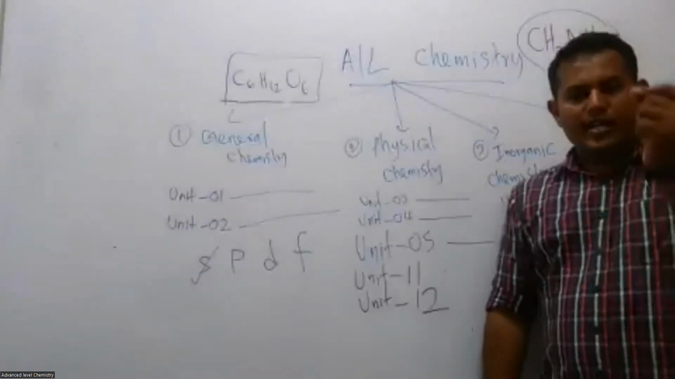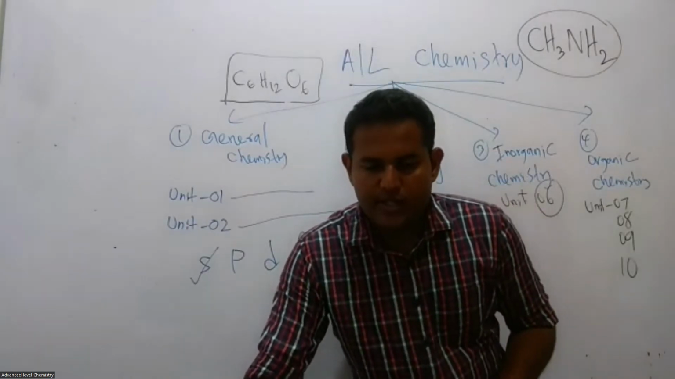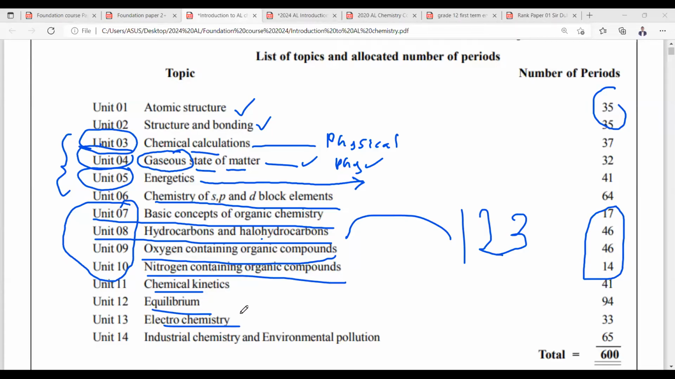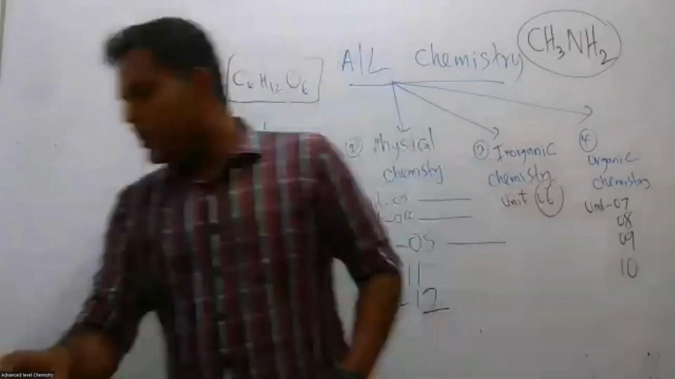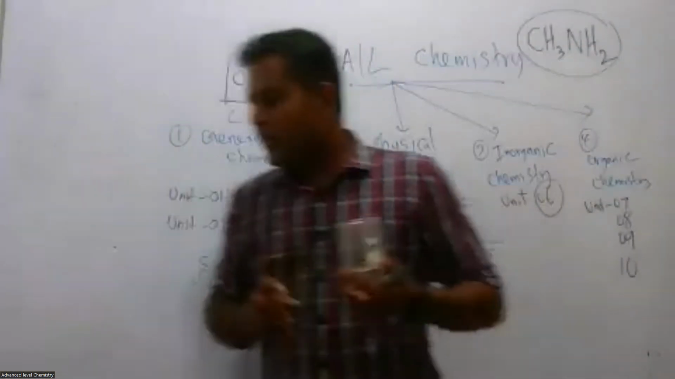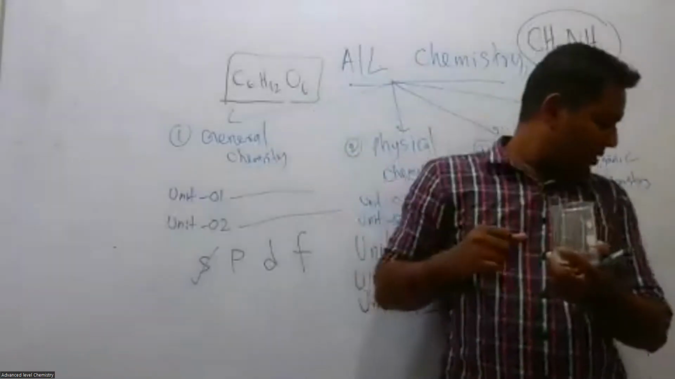Okay, then the next one. Unit 13, electrochemistry. I think you have a certain idea about electrochemistry, right? Because you have seen the solutions and some electrodes, right? We can put electrodes here.